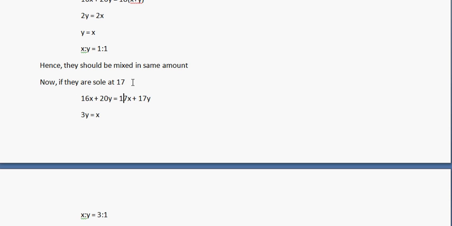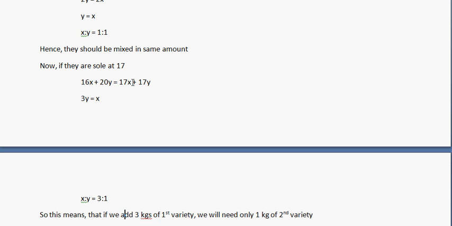So this is the basic method of mixtures, the basic solution of alligations. Now if you just see what we are doing here, we are subtracting 17x from 16x, and 17y from 20y, to get this ratio.